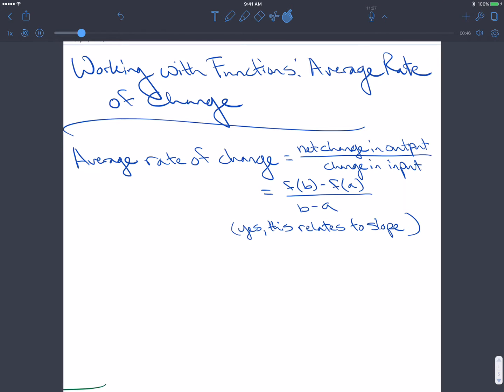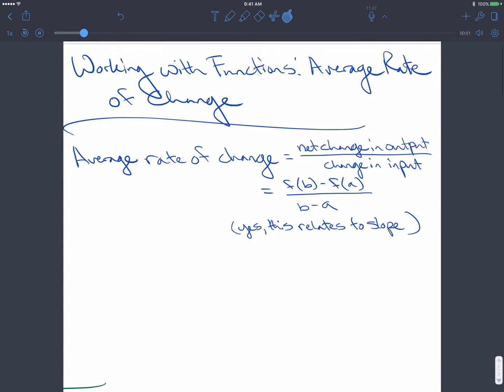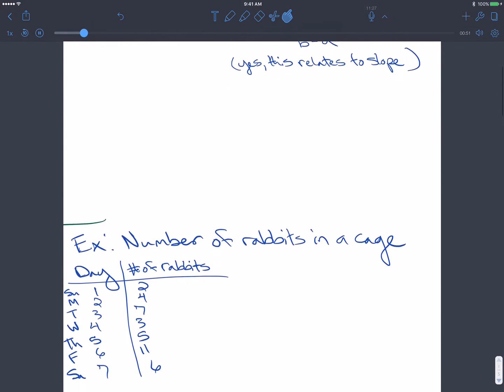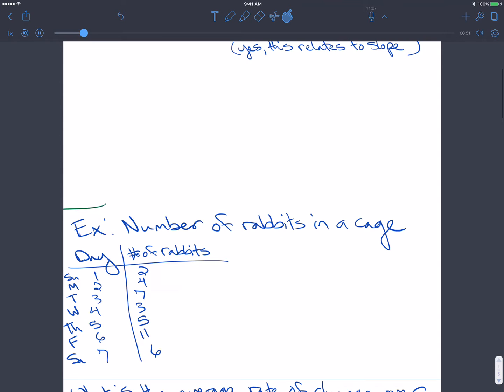So right now we're just talking about it as an average rate of change because we have data and we're looking at the average rate of change between 2 points. So if I give you an example of the number of rabbits in a cage. So the days I've given numbers because that's how we can distinguish how many days have passed. So if day 1 is Sunday, 2 is Monday, and so forth through 7. And then the number of rabbits that were counted in that cage, say it's at the exact same time every single day. So 2, 4, 7, 3, 5, 11, and 6.